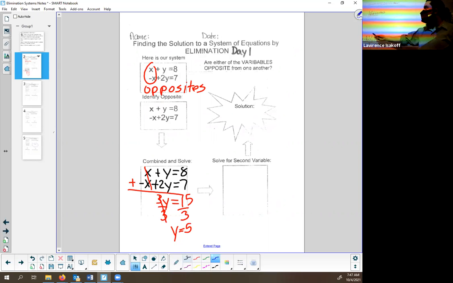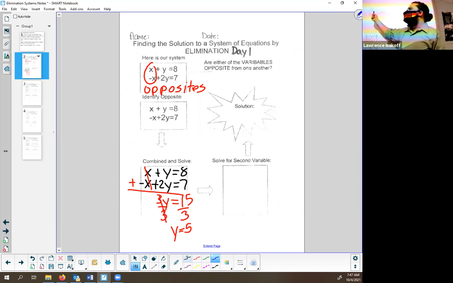Now, do you guys want to plug that into the top equation or bottom equation? It does not matter which you choose. I like the top slightly better for ease purposes, and that's what we're going to go with. And I'm going to explain why I like the top instead of the bottom here.